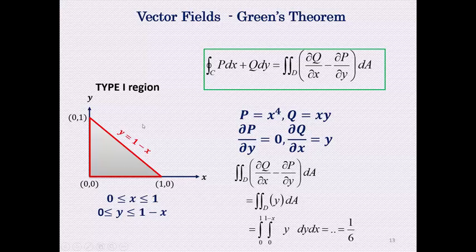x lies between 0 and 1. y lies between 0, the x-axis, and the slanted line, which is given by the equation y equals 1 minus x. So this double integral can be written in the iterated form, which can be easily computed. Answer: 1/6.